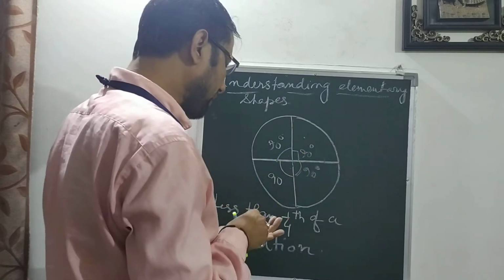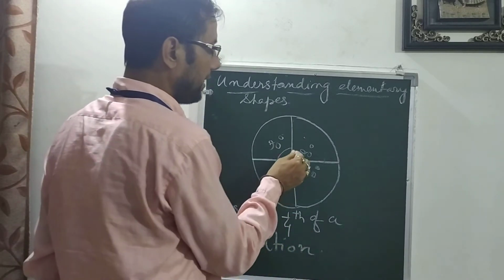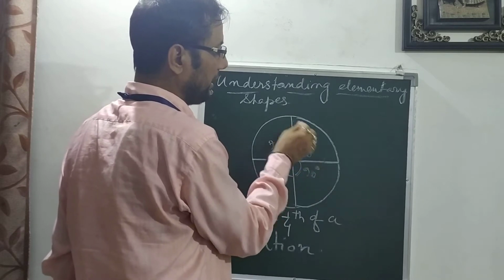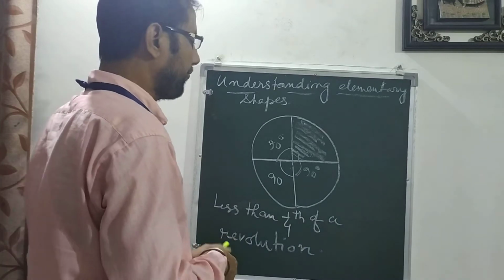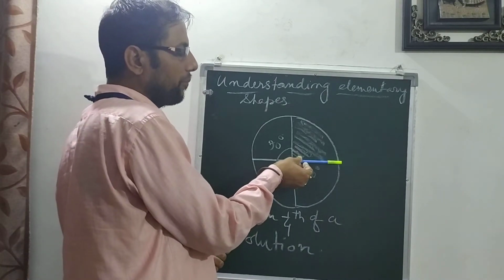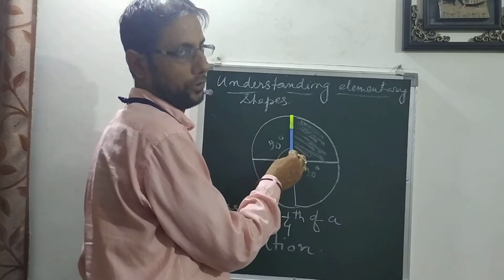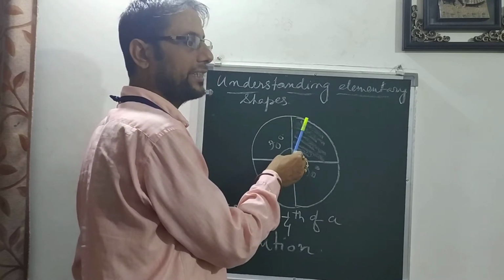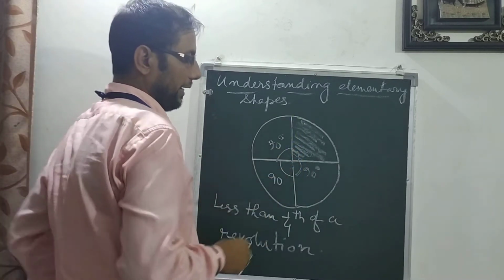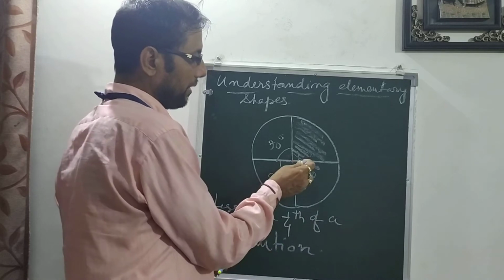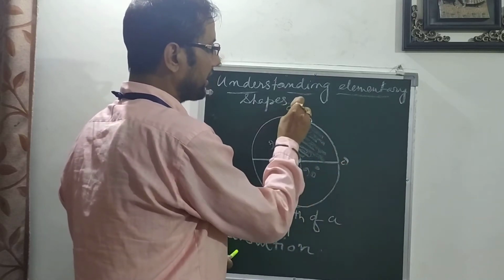Now students, less than 1/4 revolution means what? It means that if it stops in between this area. If it starts from here and stops over here, it is 1/4 revolution, not less than 1/4. If it stops here, this is less than 1/4. What can we say about this? From 0 till here it is 90 degree.